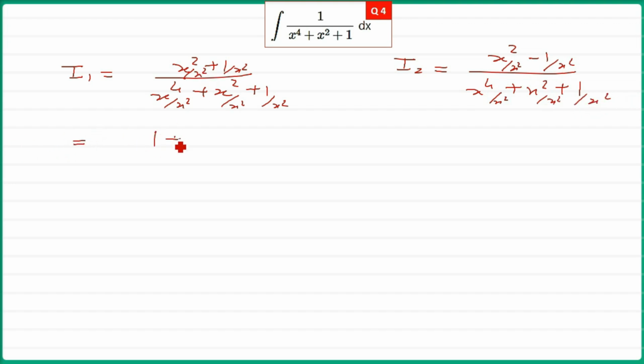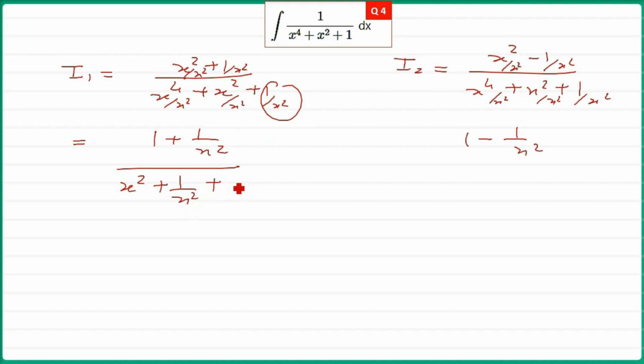How? In the numerator of the I1, you will get 1 plus 1 by x square. In the denominator, the same thing will come, because denominator is same for both the cases. Numerator in first case is 1 plus 1 by x square. In the other case, that is I2, you get 1 minus 1 by x square. So I'm dividing x square everywhere. X square plus 1 by x square plus 1 will remain in the denominator.